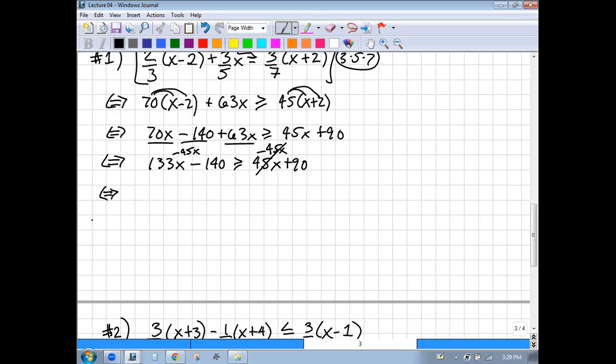What is 133 minus 45? I'm going to use my calculator so I don't screw it up. 133 minus 45, 88. So I have 88x minus 140 is greater than or equal to 90. So now I got to get rid of the 88 and the 140 to get the x by itself. It's easier to get rid of the 140 first, so we'll add 140 to both sides.